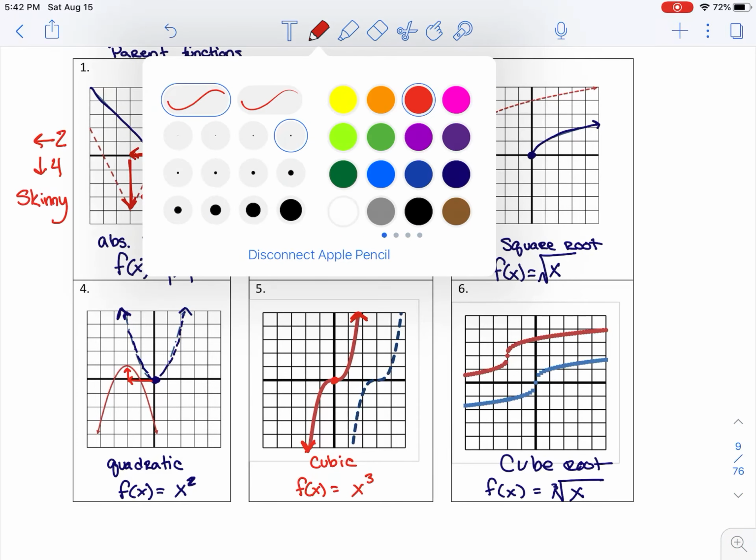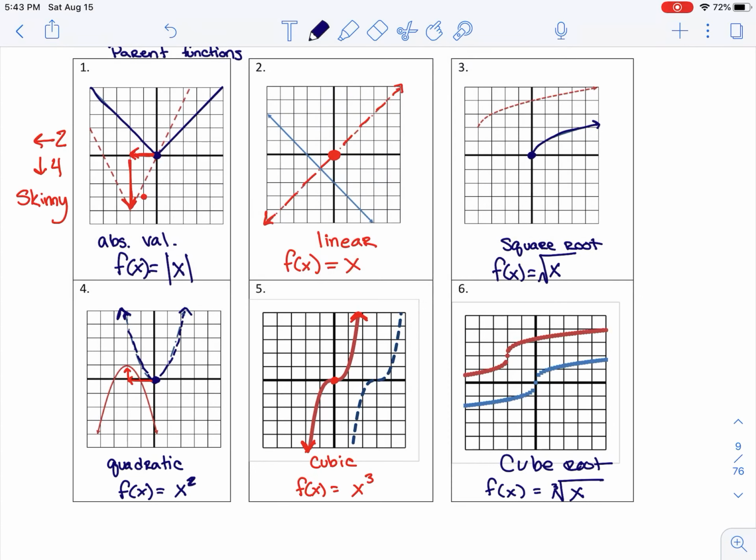On number 2, the blue one's my transformation. And to get from here to the blue one, we moved down 2. On number 3, the red one's my transformation. To get from the blue to the red, we move left and up, but we need to be more specific. We move left 1, 2, 3, 4, and up 2. Notice I'm always doing that left and right first.